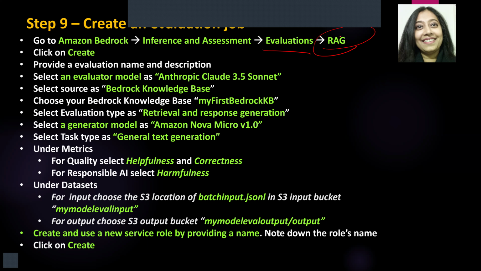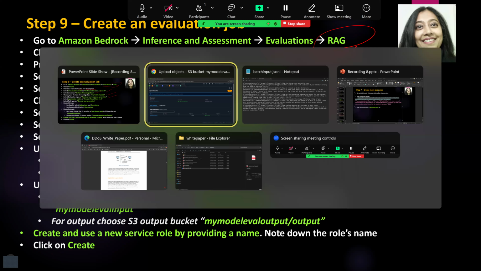And then over here, we will give a RAG evaluation job name and description. We will create this job using an evaluator model. I'm going to use Anthropic Claude 3.5 Sonnet and select our data source as Bedrock knowledge base. Select your knowledge base and select the evaluation type as retrieval and response generation. So let's finish some of these steps.